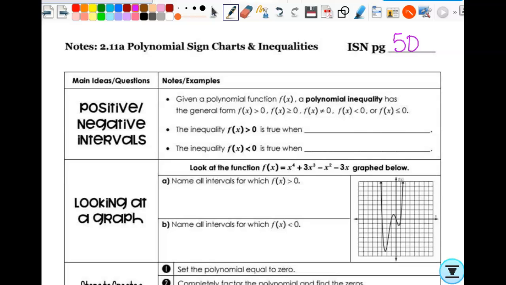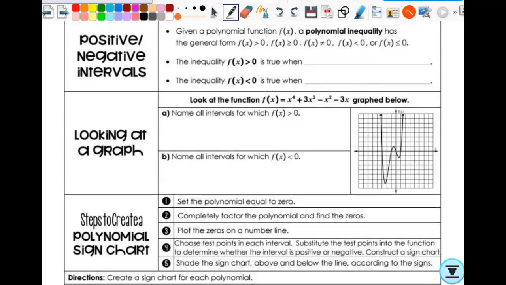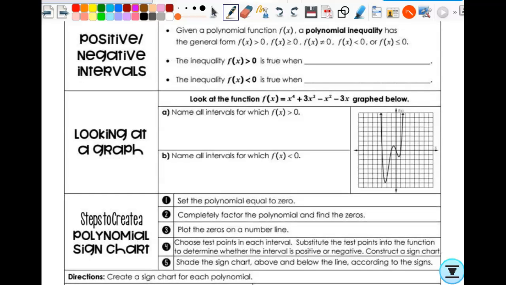So, all right, let's talk about inequalities real quick in polynomials. Given a polynomial function f of x, a polynomial inequality has the general form of one of these. Basically, instead of an equal sign, it has an inequality sign, which does include the equal with a slash through it, because that means not equal. So if I have the inequality f of x is greater than 0, that is true when f of x is positive. Because isn't that what greater than 0 means?